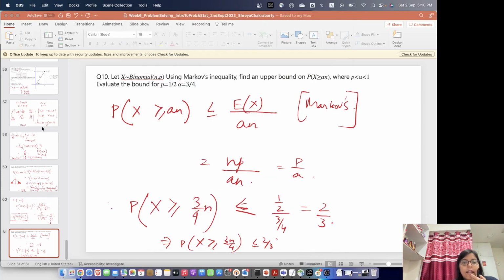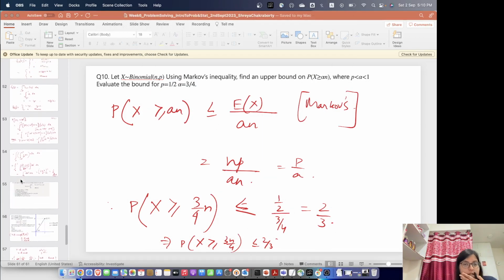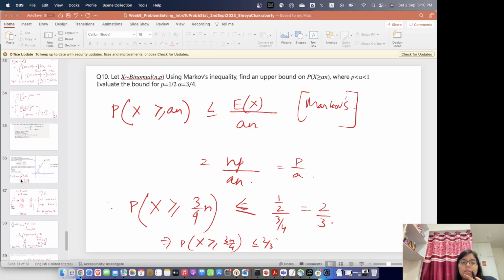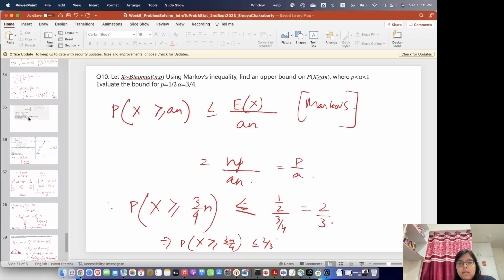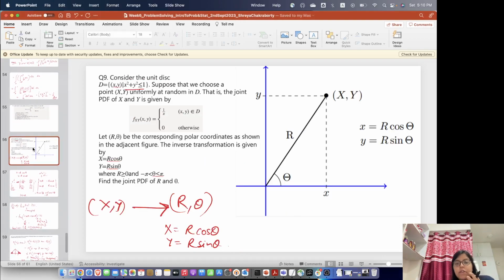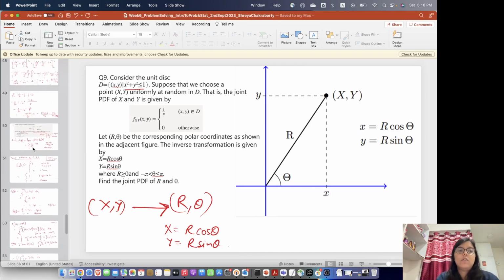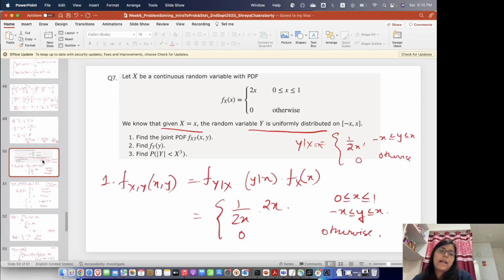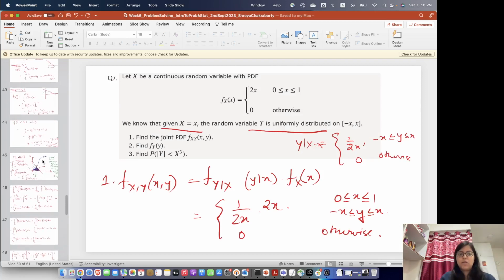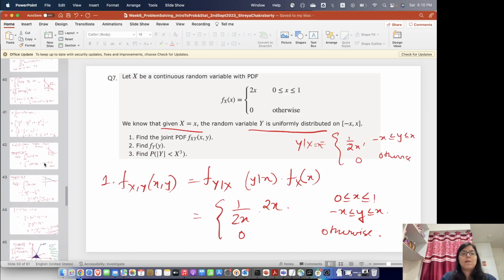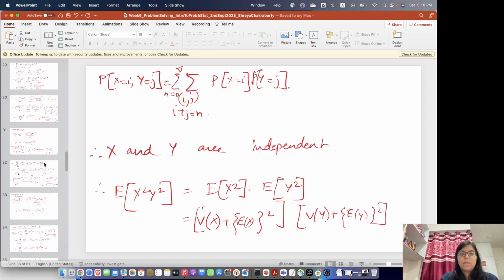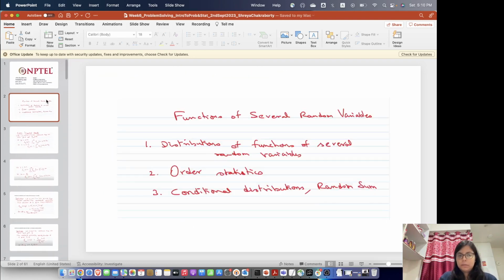So with that, I'm going to conclude today's session. I hope this was clear: how to formulate ranges and then tackle sums which have some sort of transformations, how we can find out the marginal and conditional PDFs and PMFs, how to get the joint PDF and PMFs, and evaluate some functions of random variables.